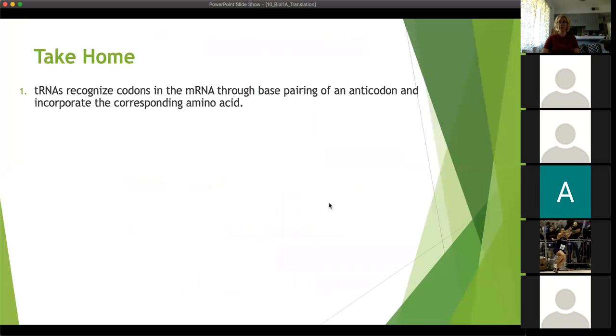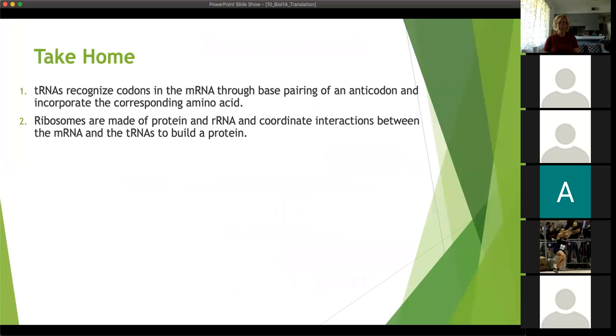So the take home for the rest of translation: tRNAs recognize codons in the mRNA because the tRNA has a section called an anticodon that will bind to the codon. tRNAs bring in amino acids to help grow the polypeptide strand. Ribosomes are a complex made of proteins and a ribosomal RNA, and they help to guide the mRNA and move it so that we can bring in the tRNAs and build the proteins.